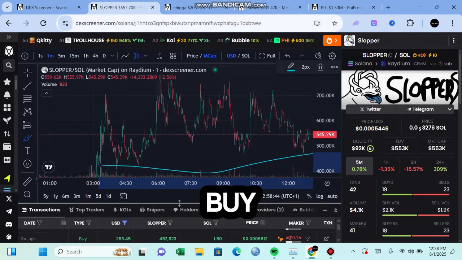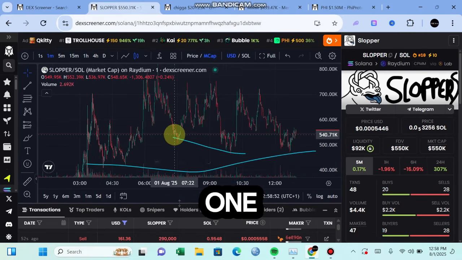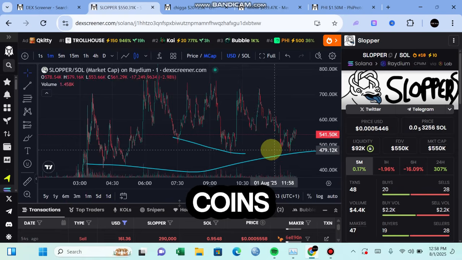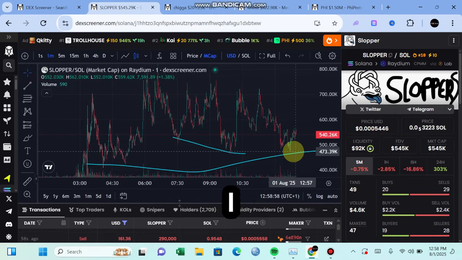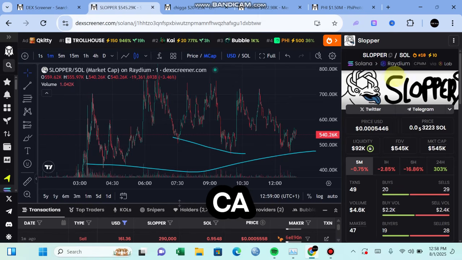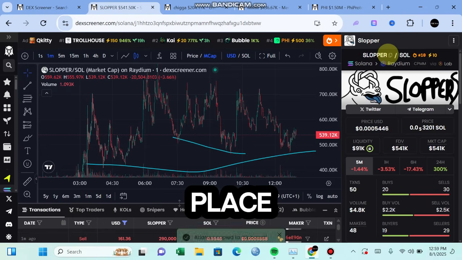For me, if I want to buy any one, it should be this particular one, right? If I want to get into these particular coins, this one is going up and going down. So what I need to do is to copy the CA and head over to your dexscreener and purchase the coins. Let me show you how to do this. This way you can copy the CA from this particular place.